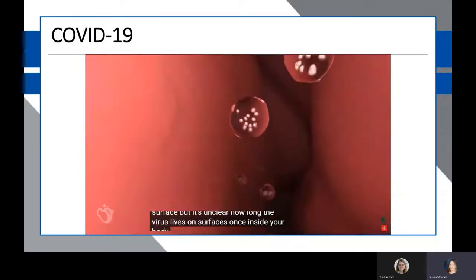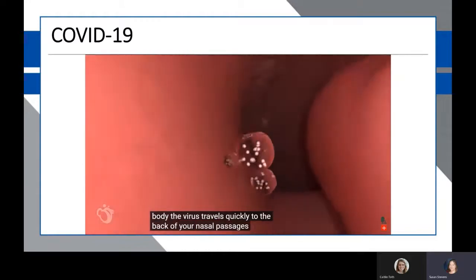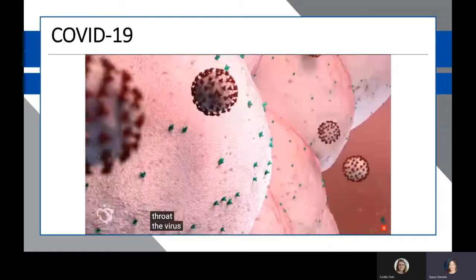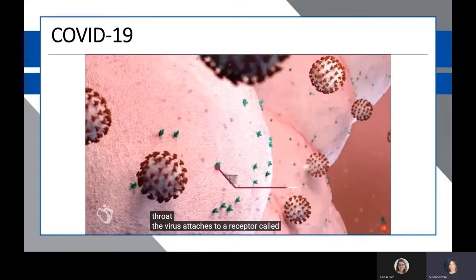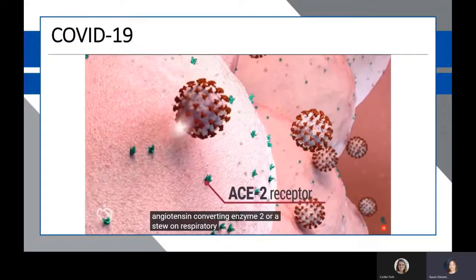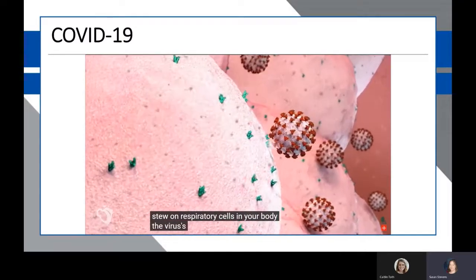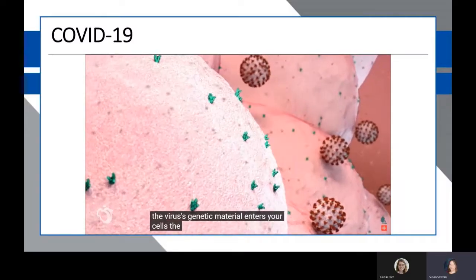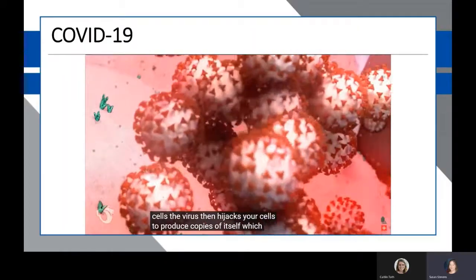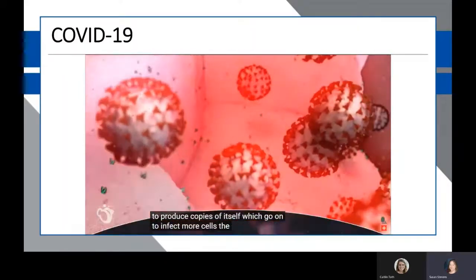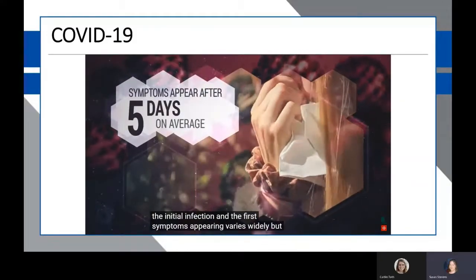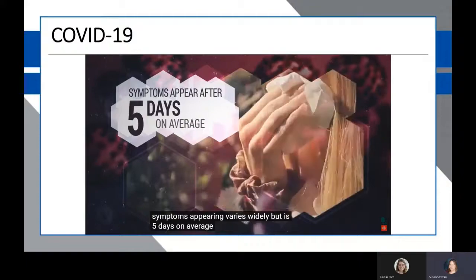Once inside your body, the virus travels quickly to the back of your nasal passages and to the mucous membranes in the back of your throat. The virus attaches to a receptor called angiotensin-converting enzyme 2, or ACE2, on respiratory cells in your body. The virus's genetic material enters your cells. The virus then hijacks your cells to produce copies of itself, which go on to infect more cells. The time between the initial infection and the first symptoms appearing varies widely, but is 5 days on average.